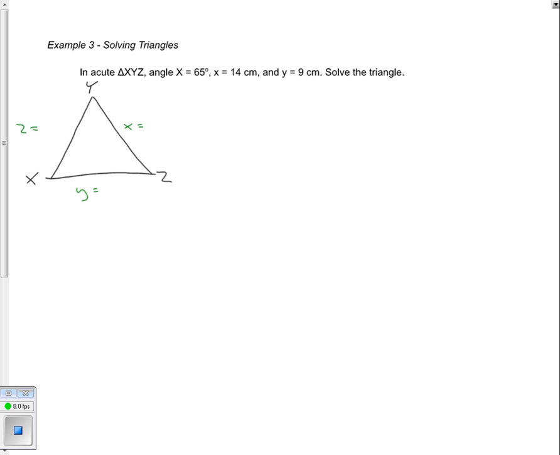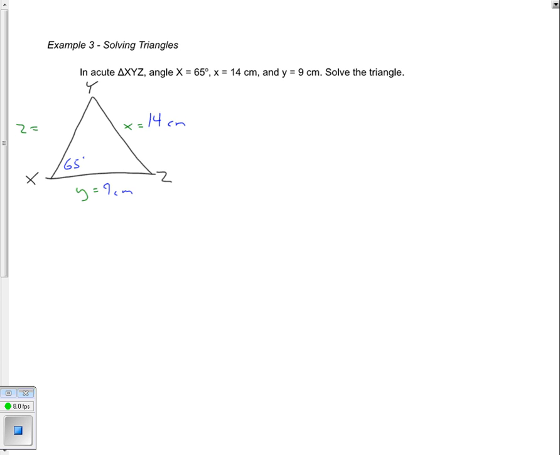angle x is 65 degrees. So let's put in 65 degrees. It tells us that side length x is 14 centimeters. It tells us that side length y is 9 centimeters.